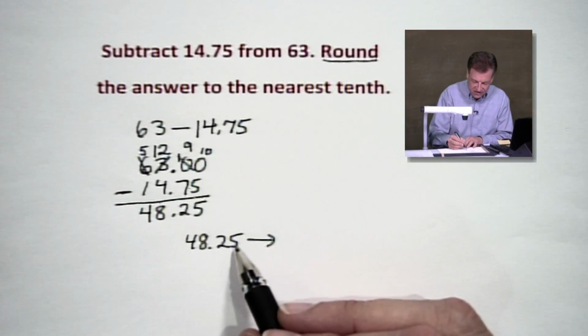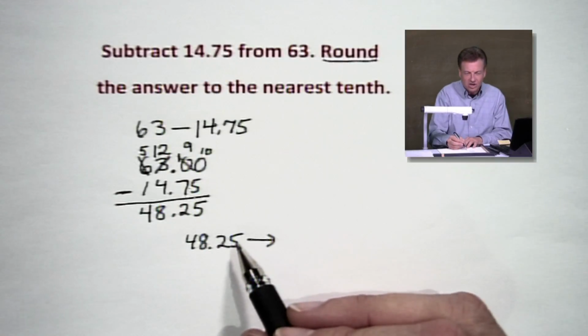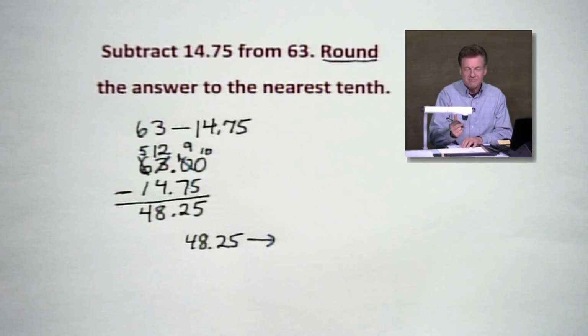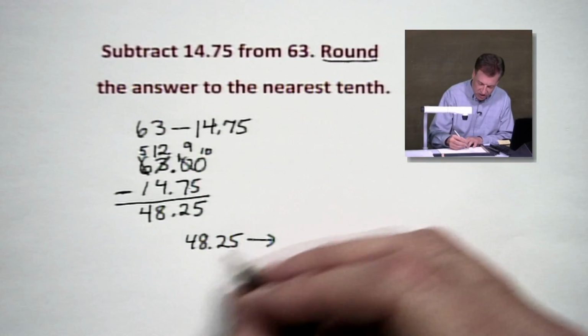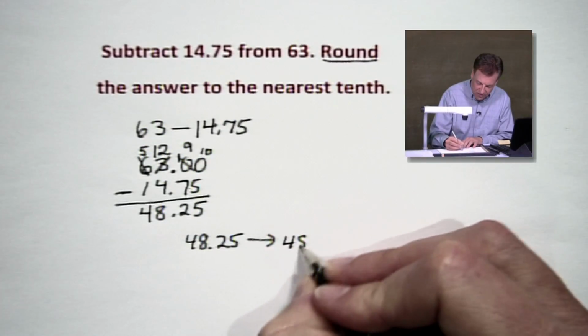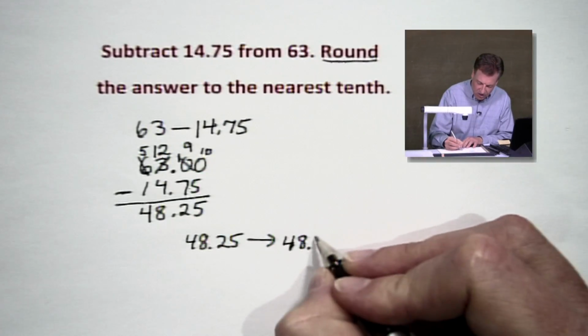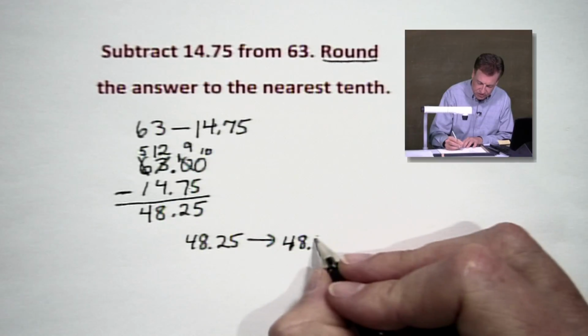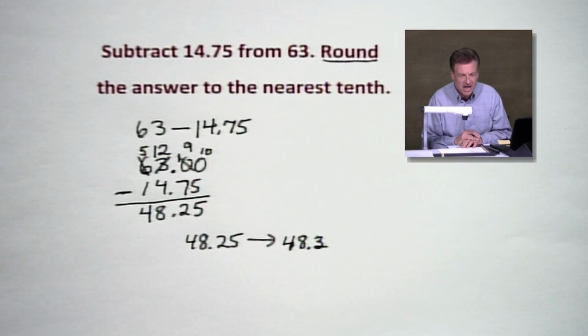And I look at this, and 5 is halfway in the middle. We basically are going to bump it up. That's the general rule of thumb. So we're going to keep 48 right there by its lonesome, and we're going to change that 25 up to 3/10. That's the round-off method.